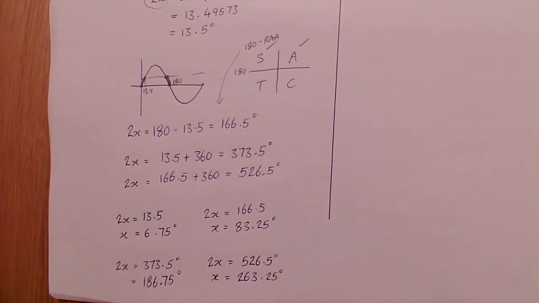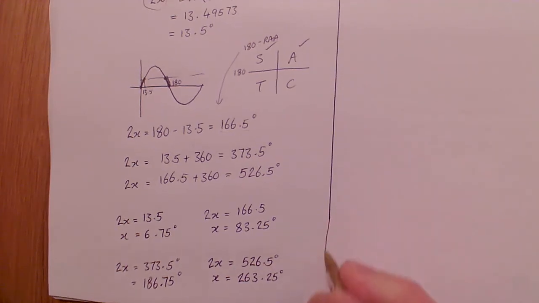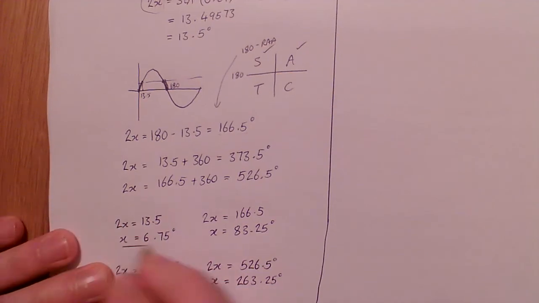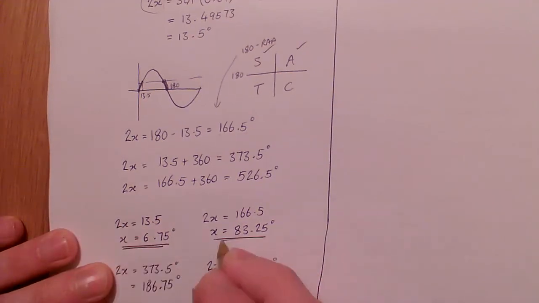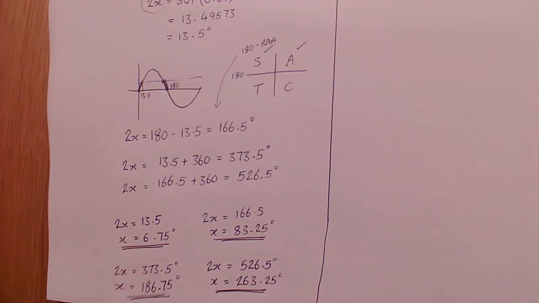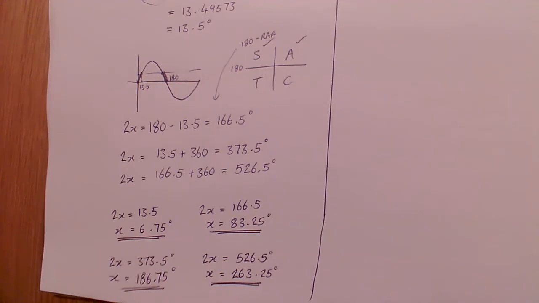So there we go. We have 4 answers. They are 6.75, 83.25, 186.75, and 263.25. So these 4, I'll underline them. It's probably the best way. That's an answer. That's an answer. That's an answer. And x equals that is an answer. So we've got 4 answers that we have worked out.